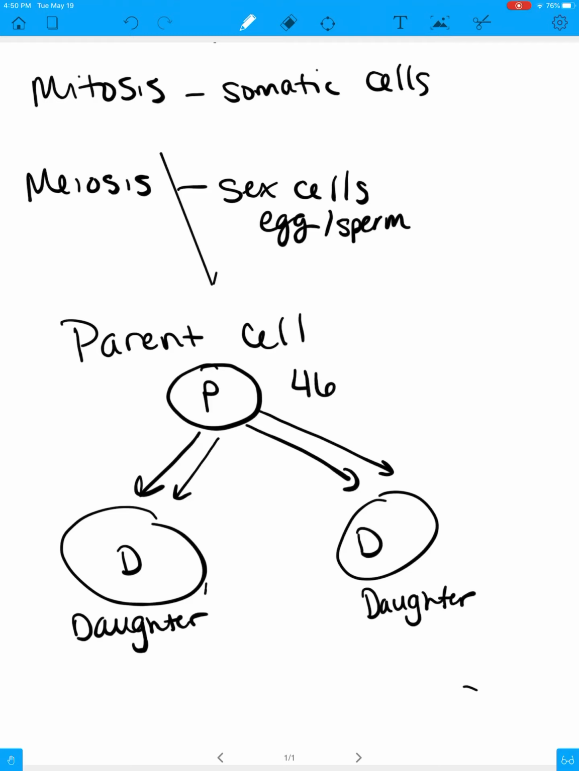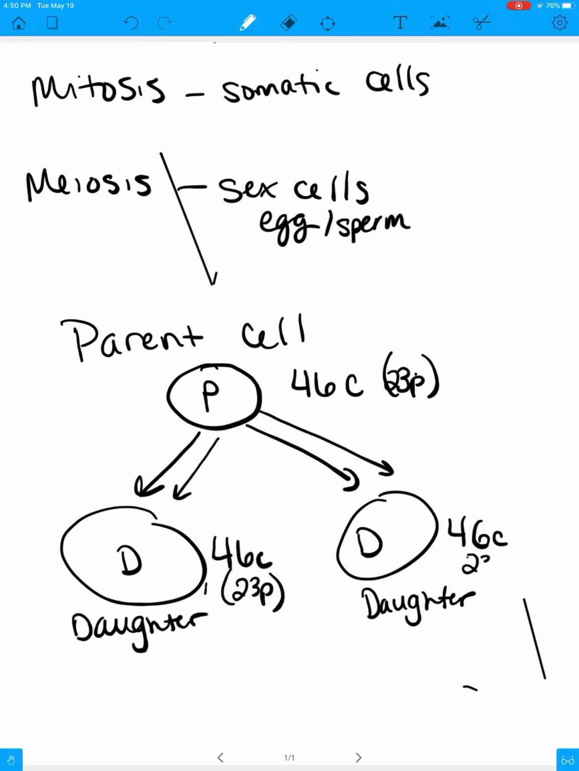The parent cell has 46 chromosomes. The two daughter cells will also have 46 chromosomes. This can also be stated as 23 pairs. Like I said, the daughter cells are exact replicas of the parent cell, and this is specifically for mitosis. Meiosis will be different. When I mention the term 23 pairs, from your parents you get one chromosome from each parent. You have one from mom and one from dad.